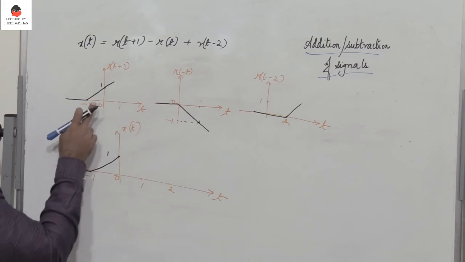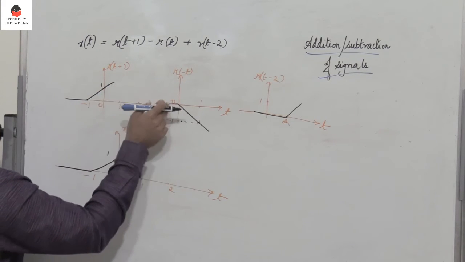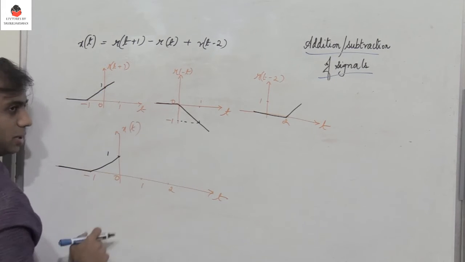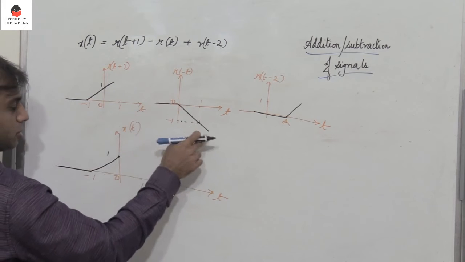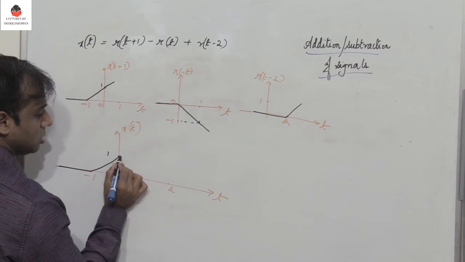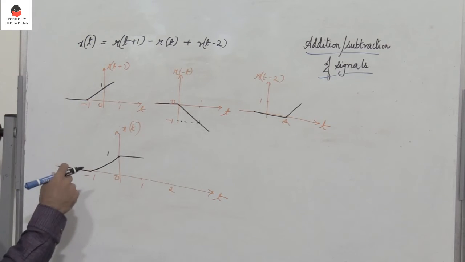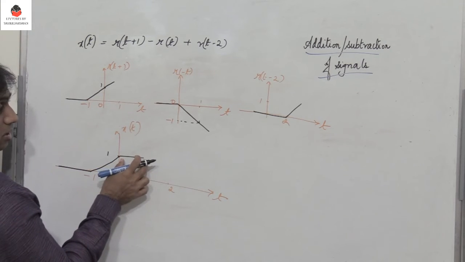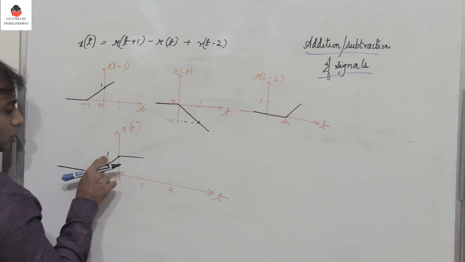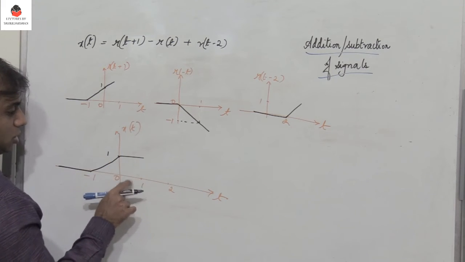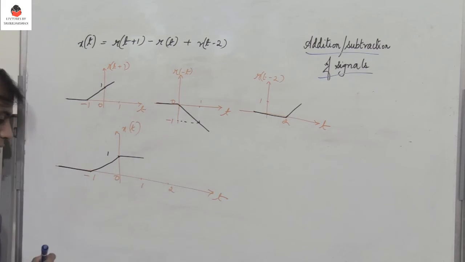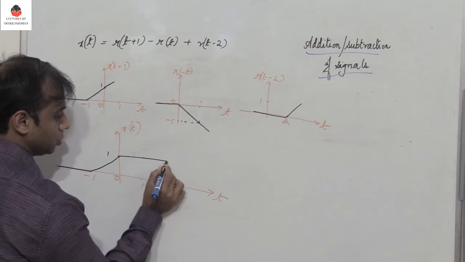And then what happens? The slope which is increasing now is added with another ramp function where the slope is decreasing. So here the slope is +1, here the slope is -1. So therefore the slope, the net increase is 0, right? So since the net increase is 0, the signal will remain constant with an amplitude 1 from t equal to 0 to 1. And then from t equal to 2, so this exists till t equal to 2.